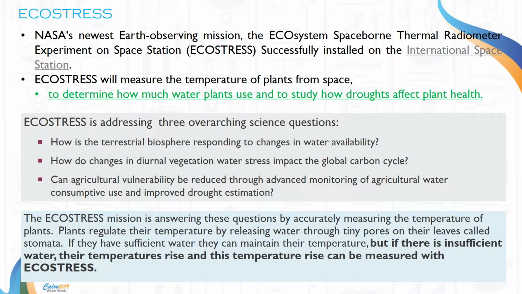Speaking about research and innovation, one of the most recent missions which have been launched by NASA is called EcoStress, and I'm not sure if anybody in the audience is aware of this mission, which was just launched in 2018. It is a sensor which is being placed right now on the International Space Station, and EcoStress is addressing very important questions for the terrestrial ecosystems, and also commenting on the carbon budget. To determine how much water plants use and to study how droughts affect plant health.